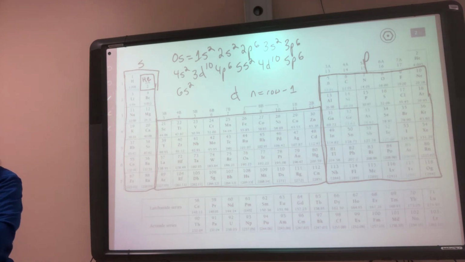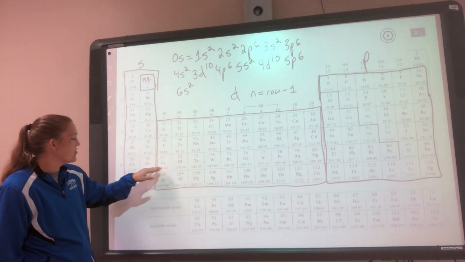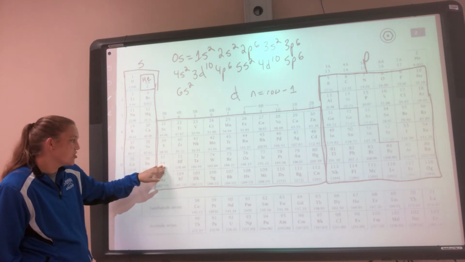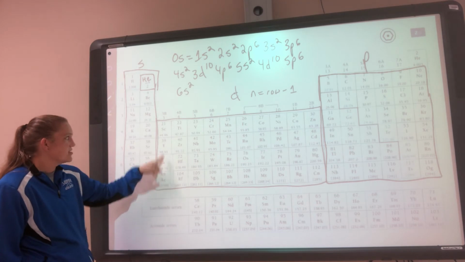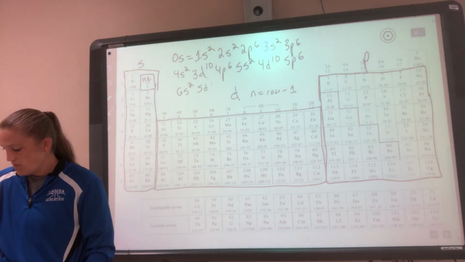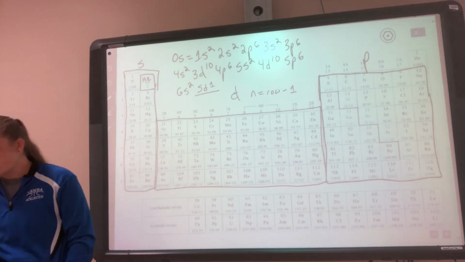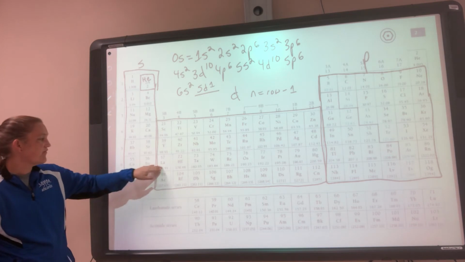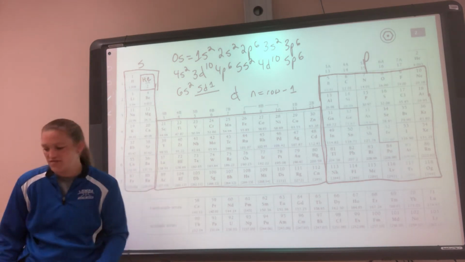Okay? Some people like to do this. They'll say, okay, let me do this 1D electron and then go to my F. You can do that. So if you want, you could say this is a 5D1, and then just notate that you're going to come back to that. Okay? So we did the 5D1. Now we go to our F block because this is 57. Now we go to 58.